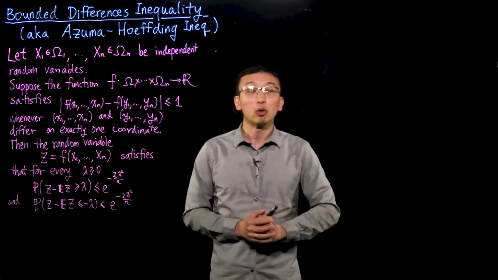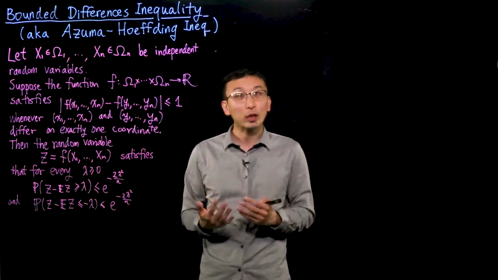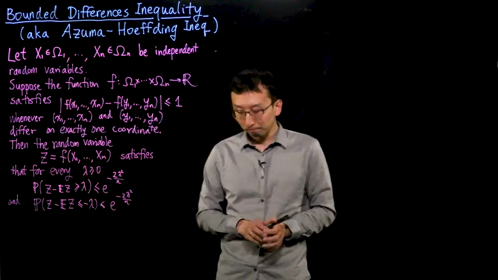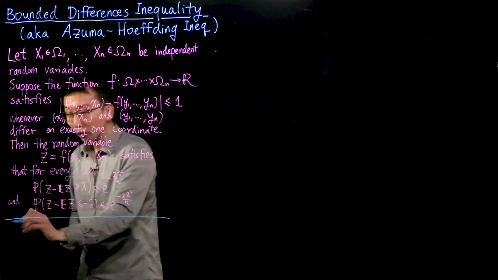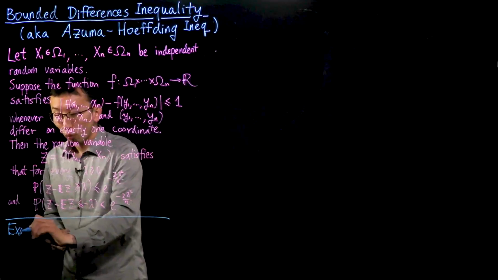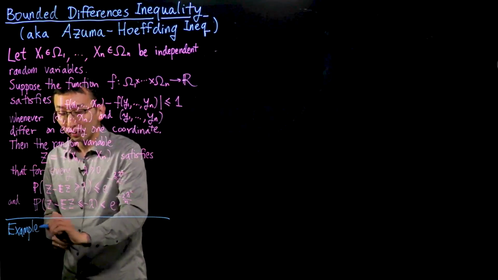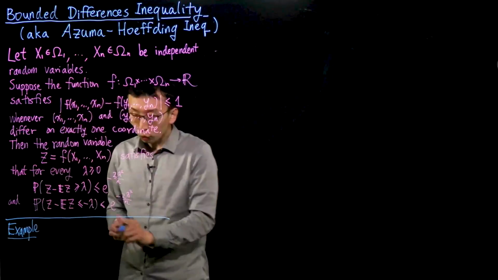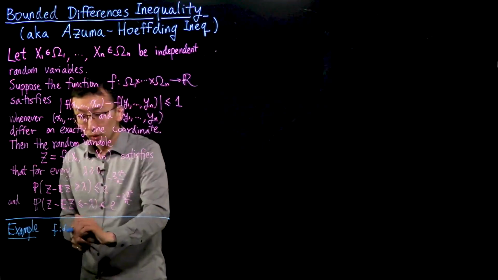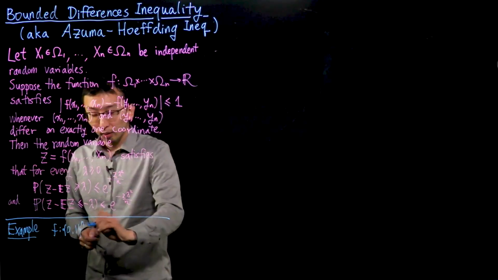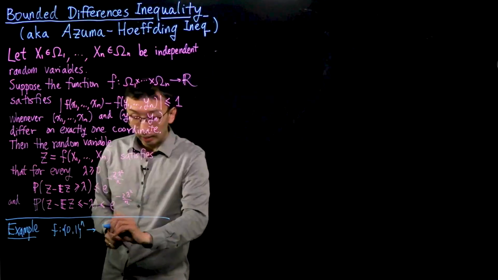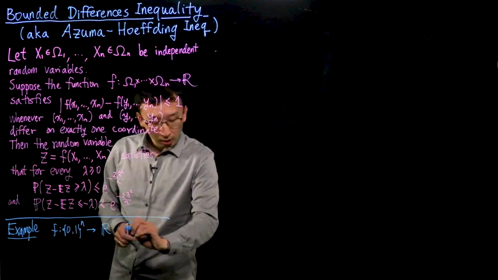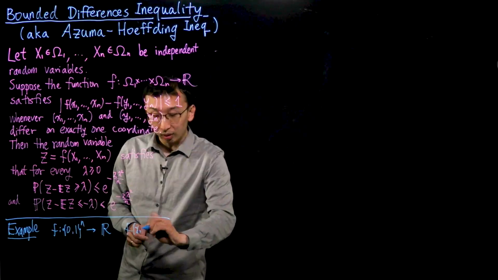In the rest of this video, I want to present 3 applications of this inequality. The first application is meant to illustrate a very simple example of a function where we can apply the theorem. And this function is simply the function taking n Boolean inputs and outputting a real number obtained by simply adding up the input numbers.